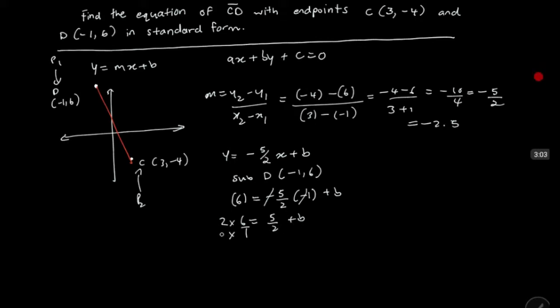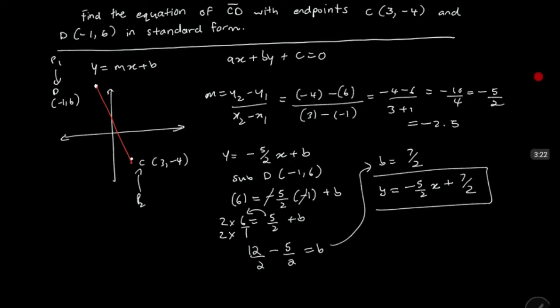I'm going to make a common denominator, so you get 12 over 2. I'm going to move the 5 over 2 to this side to isolate b, so you get 12 over 2 minus 5 over 2 equals b, and b here is equal to 7 over 2. So the equation looks like y equals -5 over 2 x plus 7 over 2. Now this is the slope-intercept form. We're not done yet. We want to find this in standard form.